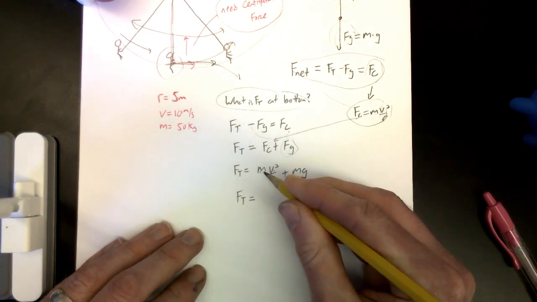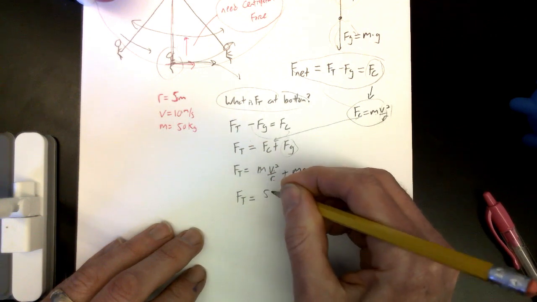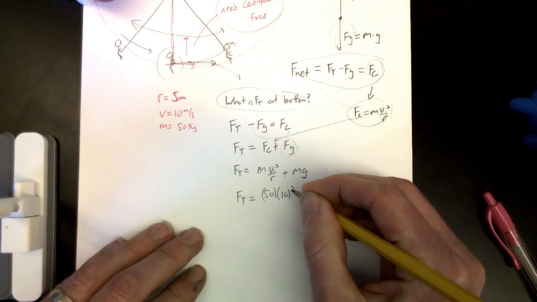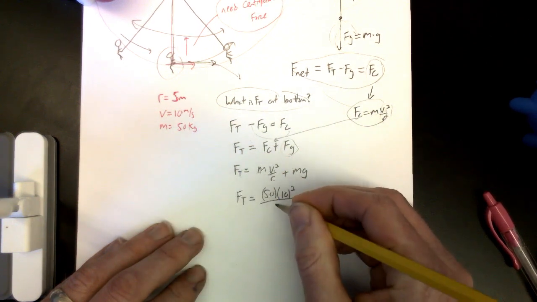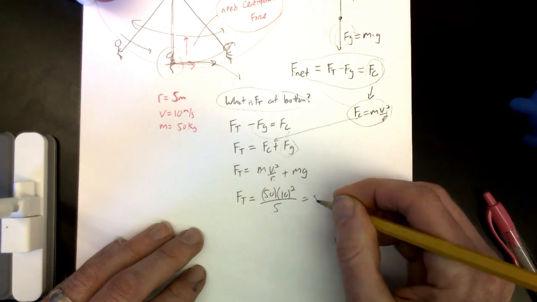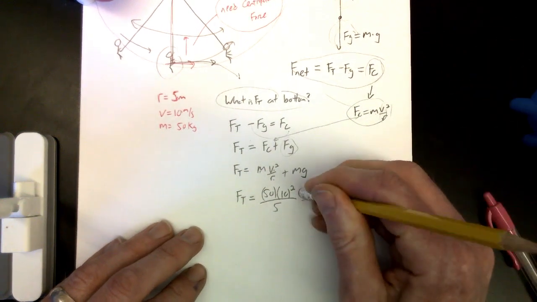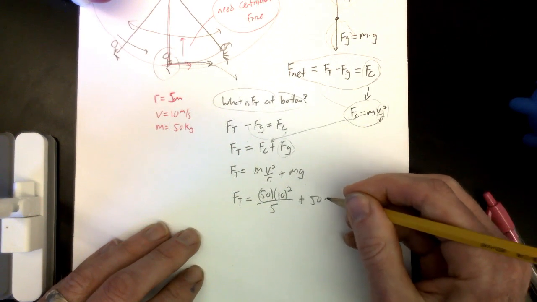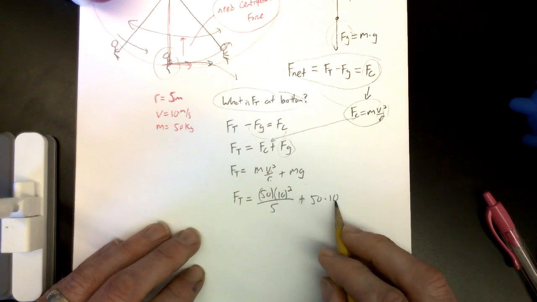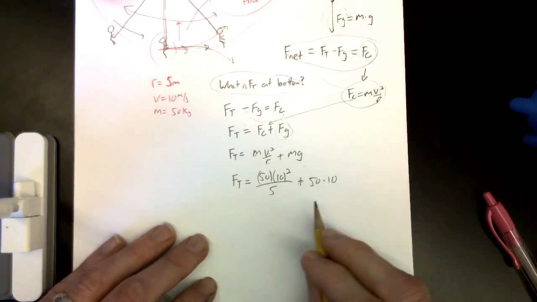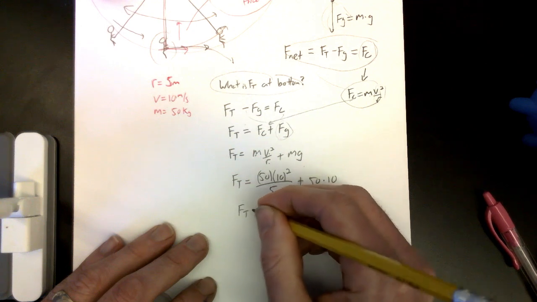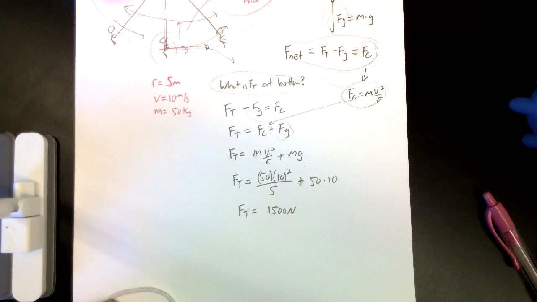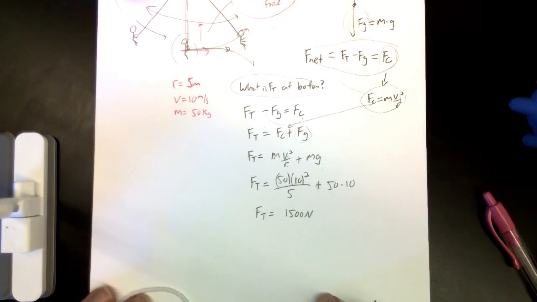I'm going to drop my units because it's going to get kind of messy in here. So 50 is my mass. Velocity is 10. Don't forget to square it. Radius is 5. M is 50 again. Oops, that shouldn't be equals, that should be plus. And then gravity's 10 again. Really should be 9.8, but that's close enough. If you add these things up and do it all, you'll get that the force of tension is 1,500 newtons.